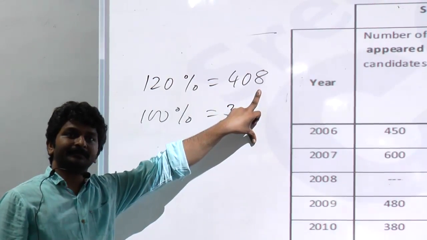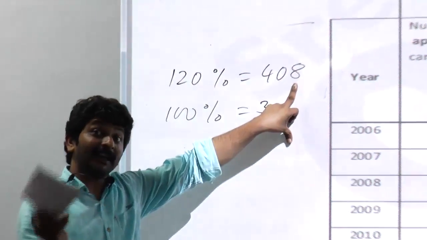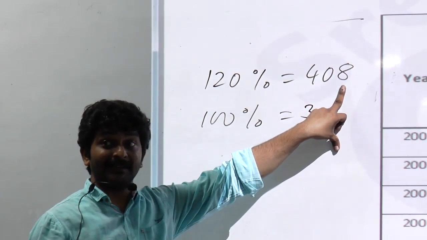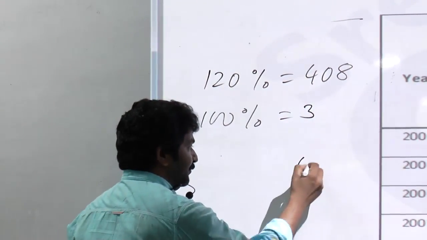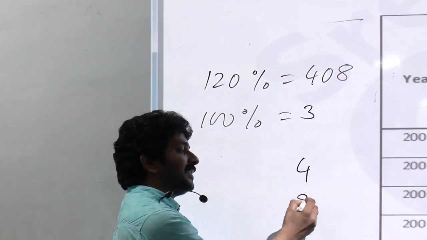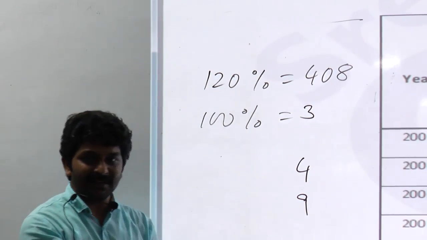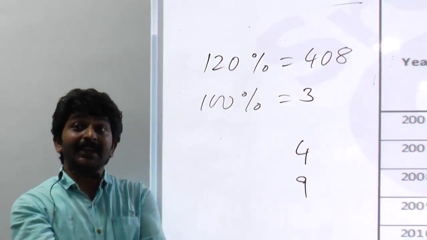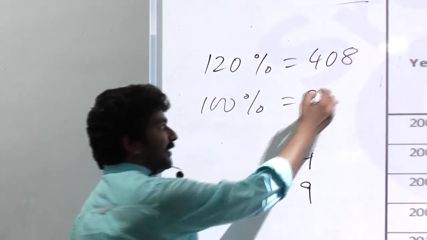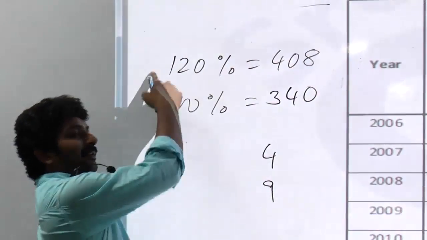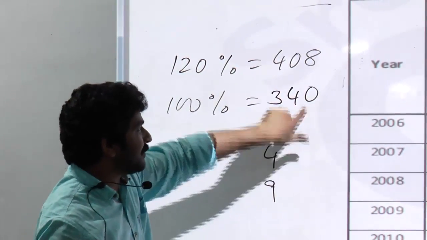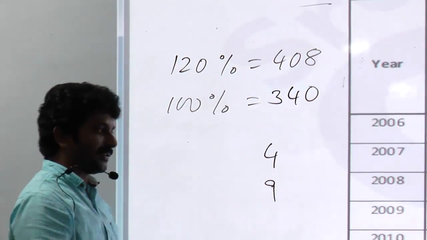20% ends with 8, right? Then 10% can either end with 4 or with 9. If 10% ends with 4, then 20% ends with 8. Otherwise, if 10% ends with 9, 20% ends with 8. Yes or no? If 10% ends with 4, 100% ends with 40. Let me verify it. What is the difference here? 10% is 20%. When you add 68 to this number, will you get 408? 340, right answer.